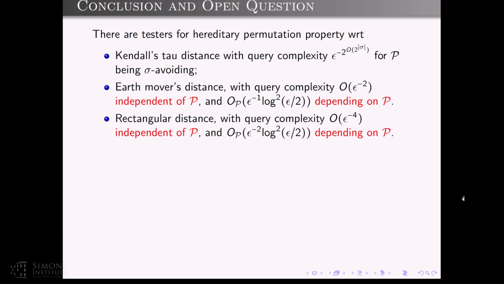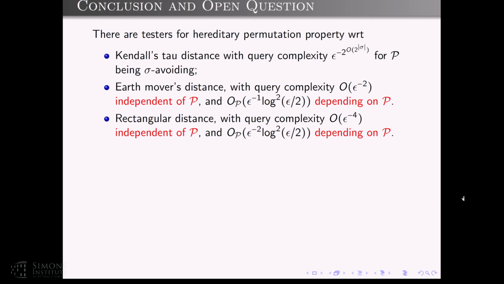So the conclusion is, for testing hereditary permutation properties, we have some testers. One, with respect to the Kendall-Tau distance, the query complexity is polynomial in 1 over epsilon, with the degree being the constant coming out from the Marcus-Tardos theorem. And this is for testing P being sigma-avoiding. And the polynomial bound can be generalized for testing some other typical properties.